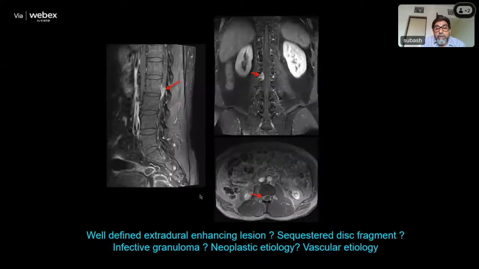So this is a small extradural enhancing lesion you can see here. This is because of a disc fragment which has caused infection in this region. You can see this is an infective lesion seen over the images in different orientations.